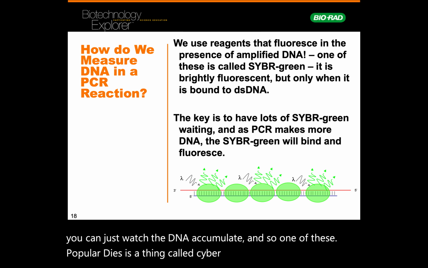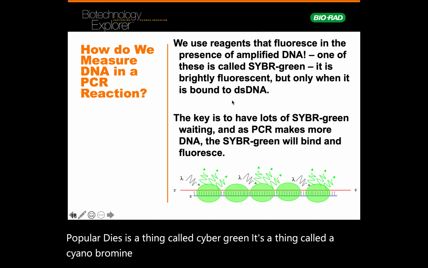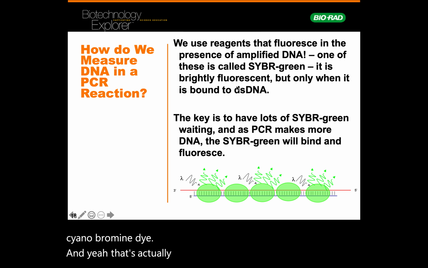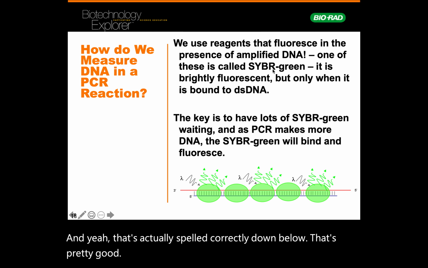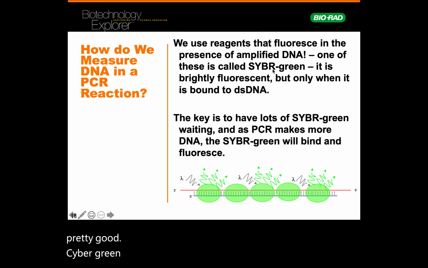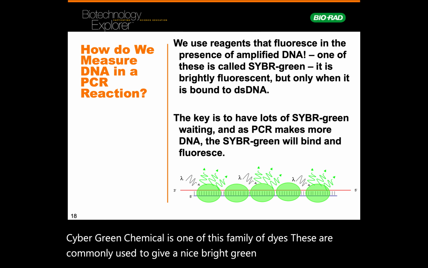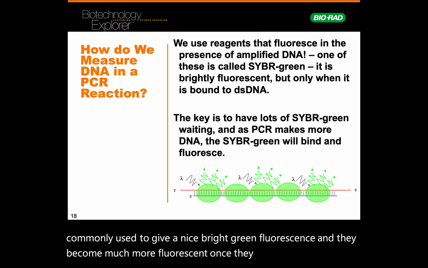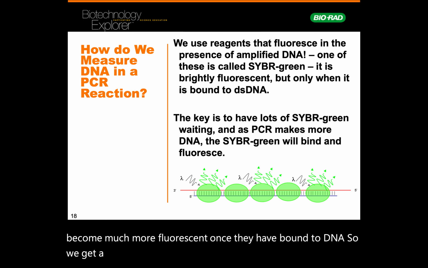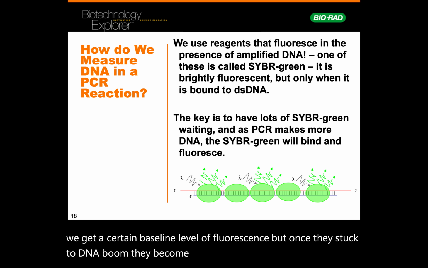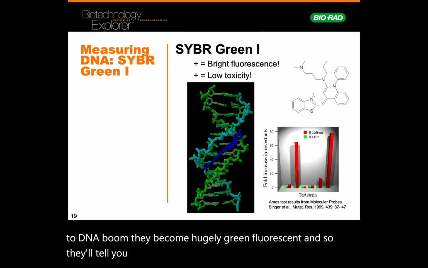It's a thing called a cyanine dye. And yeah, that's actually spelled correctly down below. That's pretty good. SYBR Green chemical is one of this family of dyes. These are commonly used. They give a nice bright green fluorescence, and they become much more fluorescent once they have bound to DNA. So you'll get a certain baseline level of fluorescence, but once they're stuck to DNA, boom, they become hugely green fluorescent. And so they'll tell you how much DNA you have inside the tube.